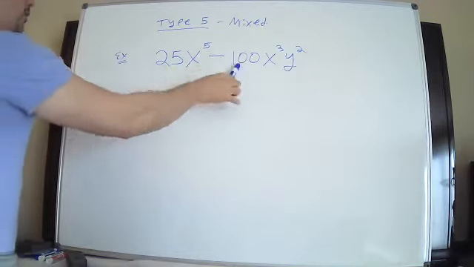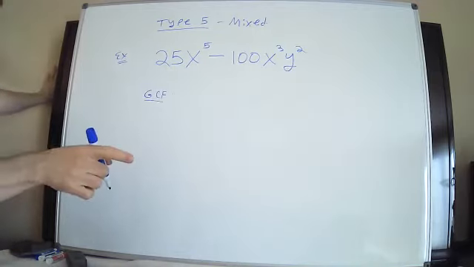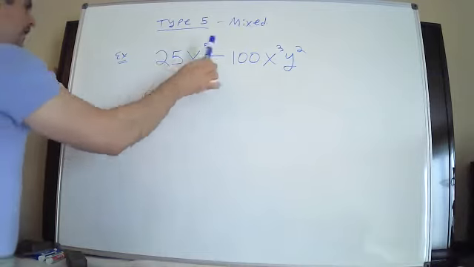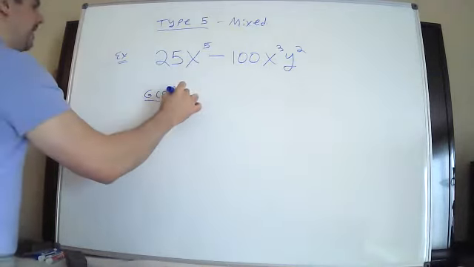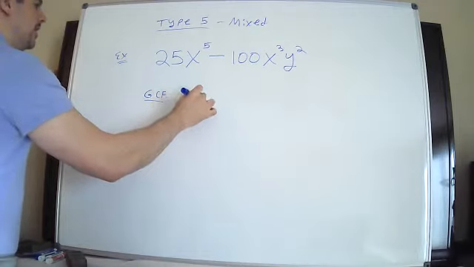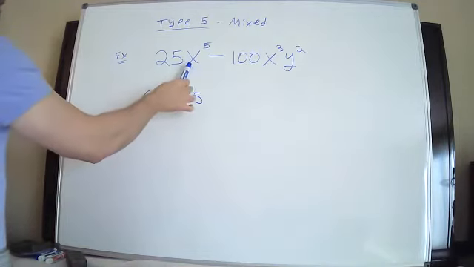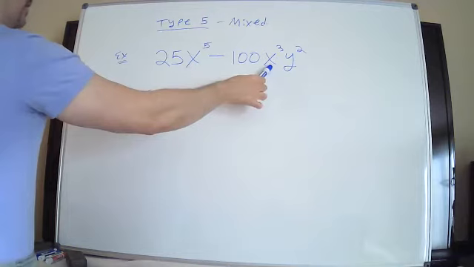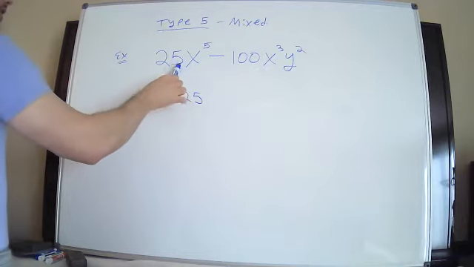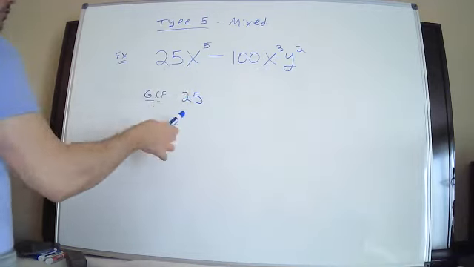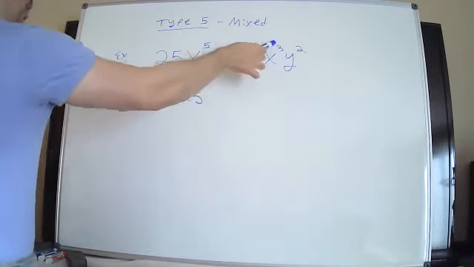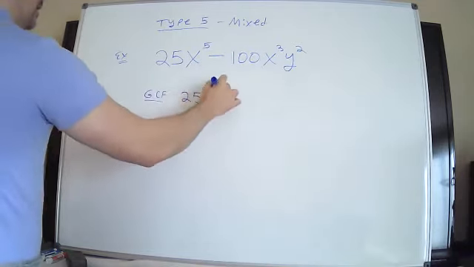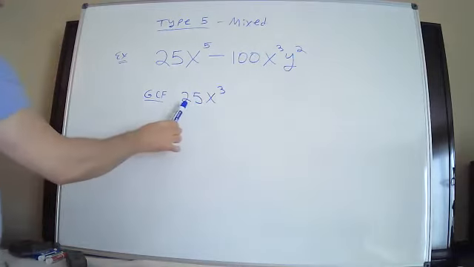Now, 25 and 100 are perfect squares. The problem is that 25 and 100 are both divisible by 25, so you have to spot that. But that's not the only thing that these have in common. There's an x, there's an x. Now, he's got a y, he doesn't have a y, so that I can't do. But I can take the x's that they have in common, and I take the smaller of the powers. That's my greatest common factor.